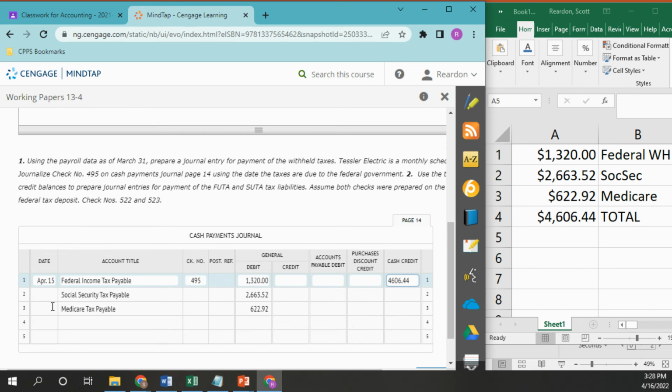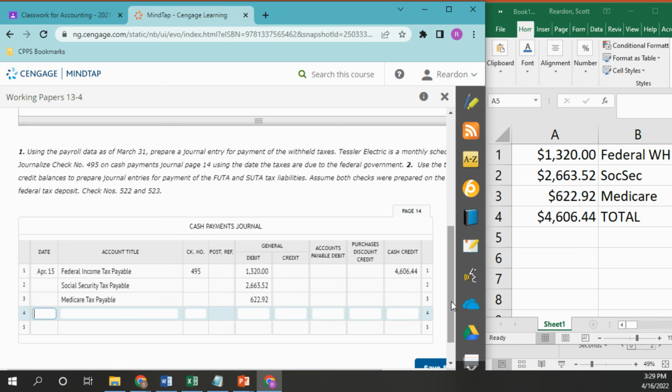4606.44. So on April 15th, via the EFTPS system, that amount of money is going to come out of our checking account because we've reported it in that system. It's going to get sent to that federal depository. All right, that's entry number 1. Then we're going to move on to FUTA. And this is going to be the last day of the following month, April 30th.